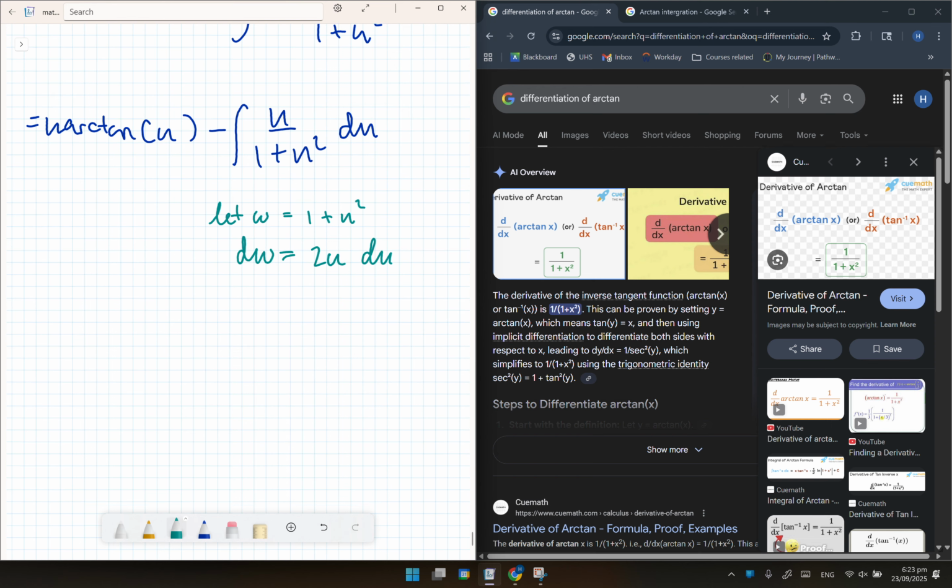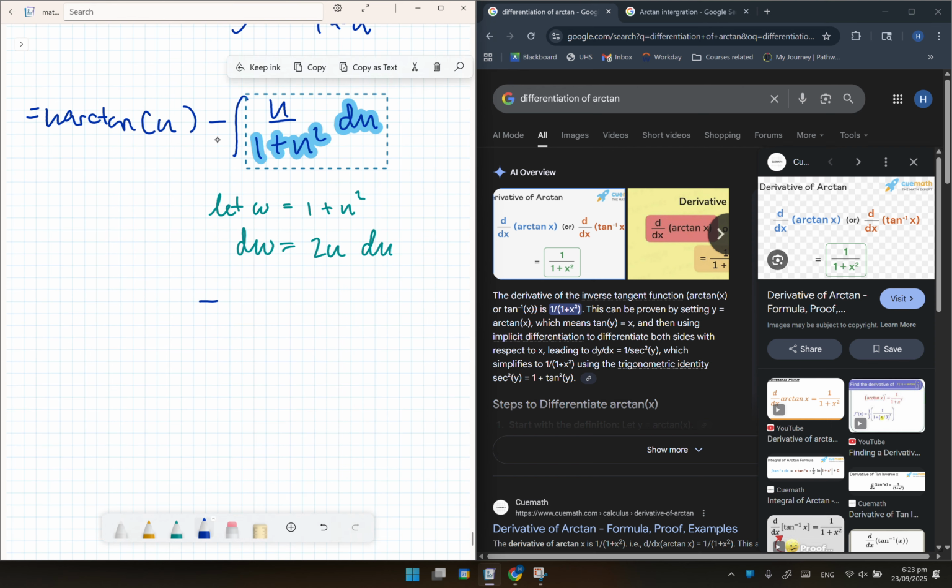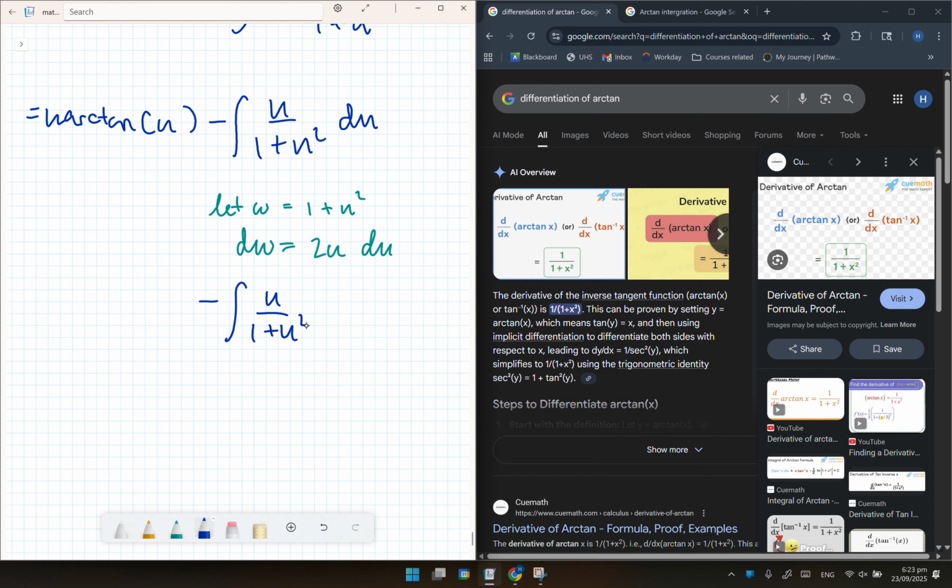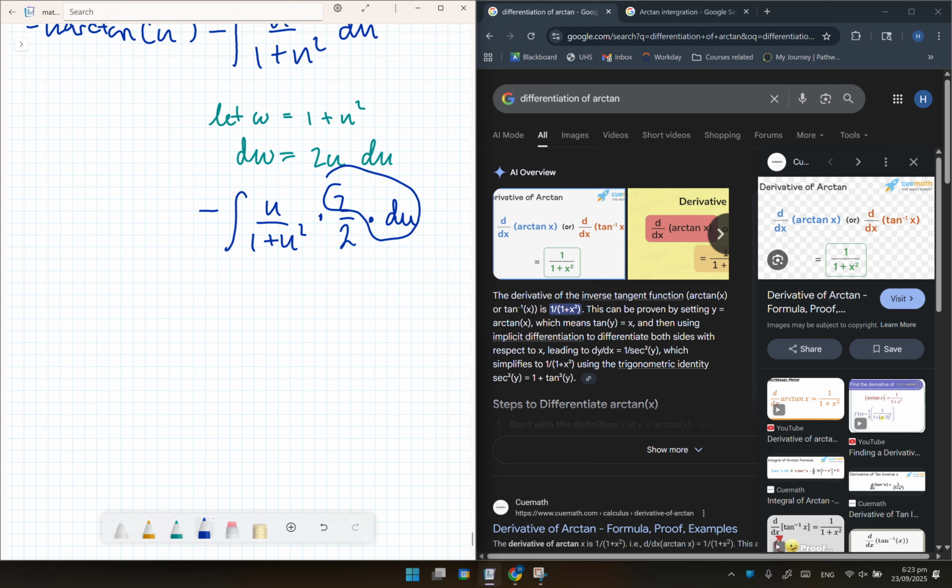Okay, so now let's rewrite this integration here into a form with 2 in it, because we want to have 2. So now we have u over 1 plus u squared. Let's do 2 over 2. 2 over 2 is just 1. We're not changing the expression, but we do end up with 2 in it. Now this one can be turned into dw. So now we're going to have the minus integration of, sorry, this one is what's going to be substituted for dw.